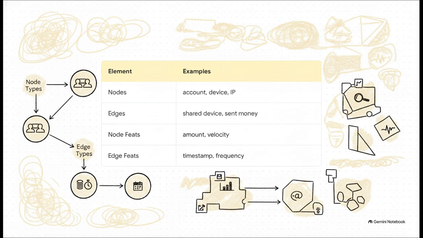A fraud graph is what we call heterogeneous, meaning it has multiple different types of elements. You have your node types, like accounts, devices, or merchants. You connect them with edge types, like "shares a device with" or "sent money to." Then you enrich the whole thing with features. Nodes get features like transaction velocity, and edges get features like timestamps. When you do this, you are literally drawing a map of the fraudsters' operations.